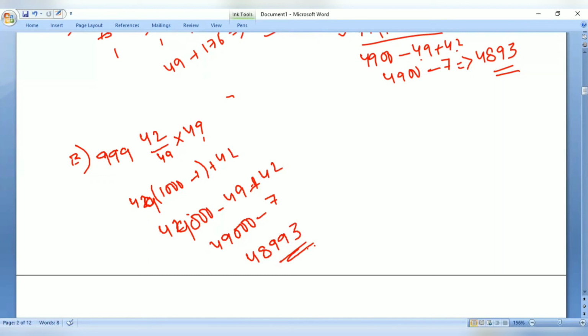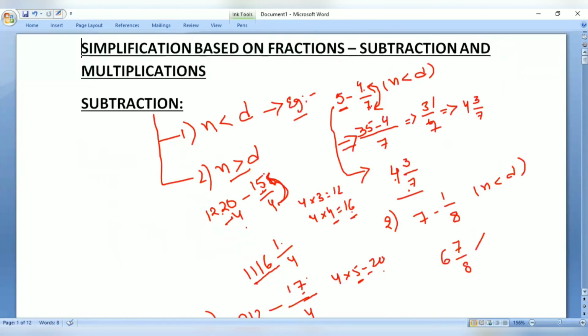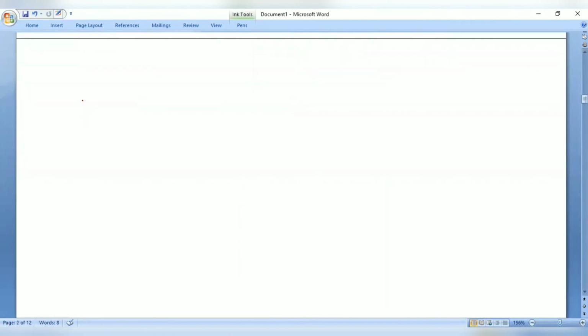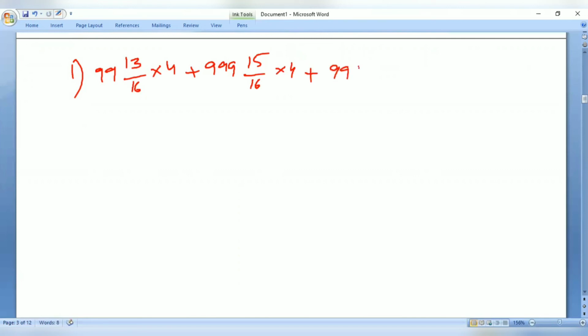Generally, sometimes what you will be asked to calculate is, there is another set of problems that will be given to you to test your time. 99 13/16 into 4 plus 999 15/16 into 4 plus 9999 11/16 into 4.